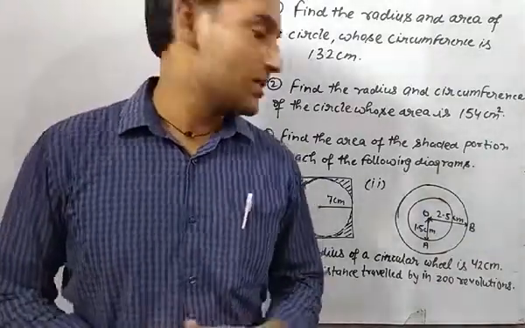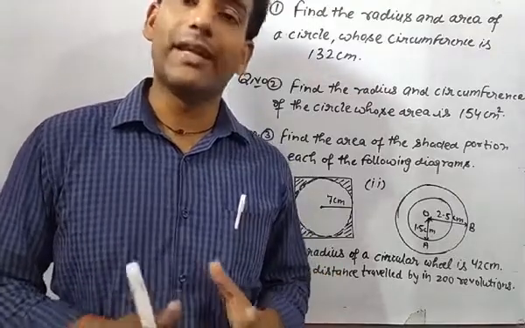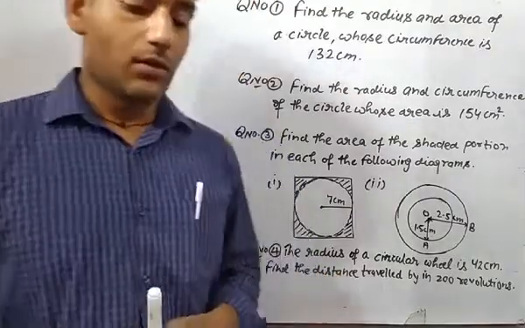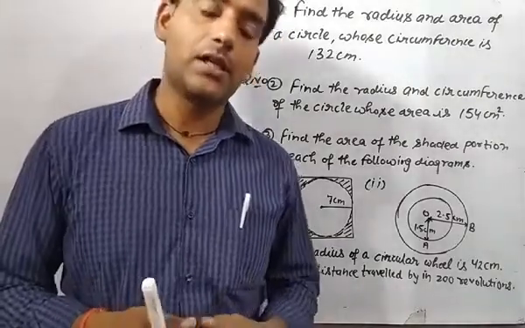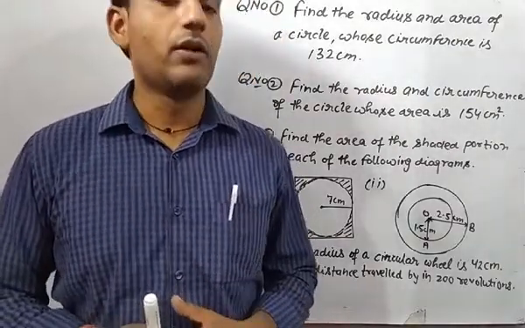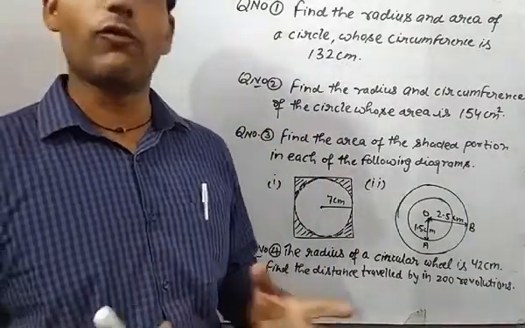So today I have chosen some questions from the area chapter, basically based on the area of circles. With the help of the formula for area of a circle and circumference of a circle, we will solve these 4-5 questions today. Then afterwards we will discuss the volume chapter.